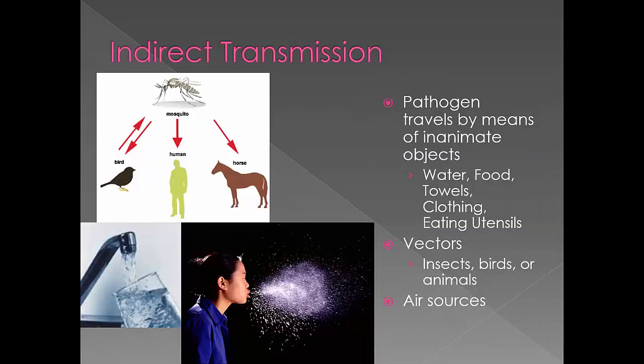In indirect transmission, the pathogen travels by means of inanimate objects such as water, food, towels, clothing, or even eating utensils. This can also occur through a vector, things like animals, insects, or birds. Mosquitoes are a great example of vector transmission. Mosquitoes frequently carry West Nile, Zika, and even malaria. Another example of an indirect transmission route is air sources.